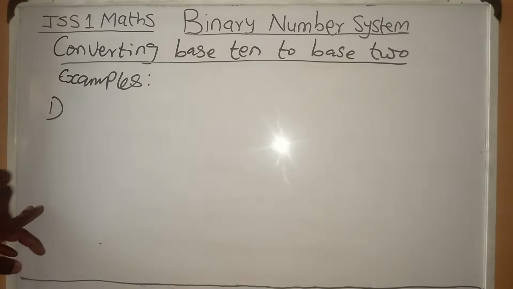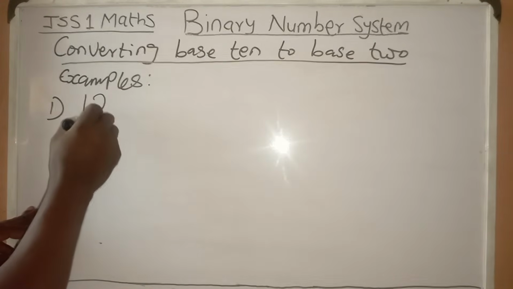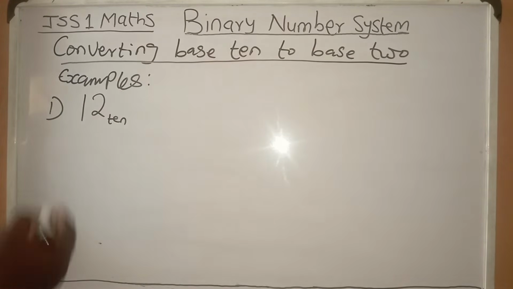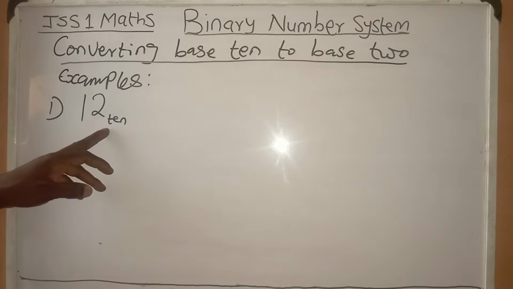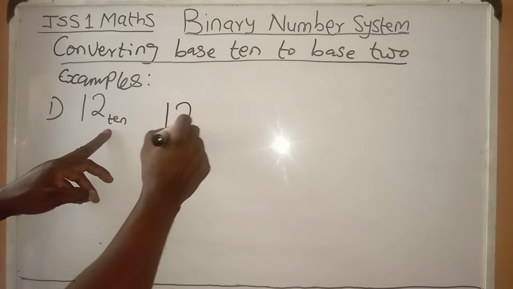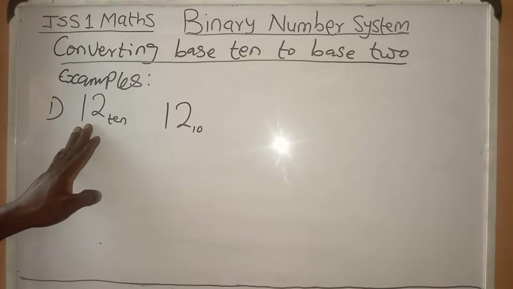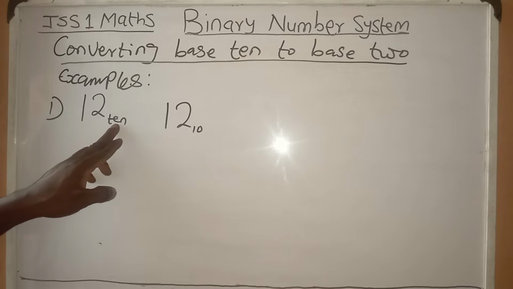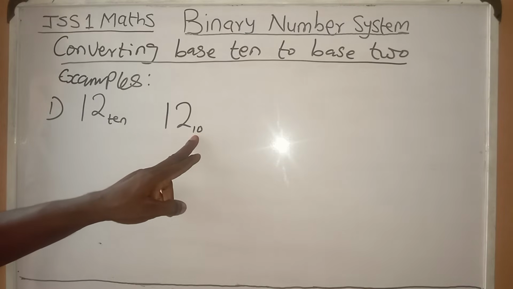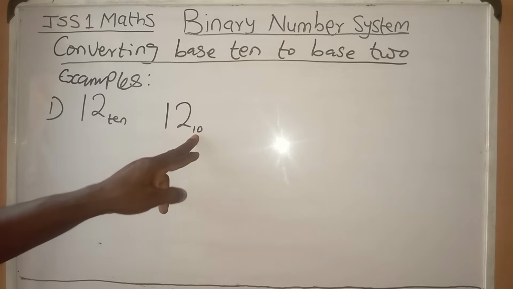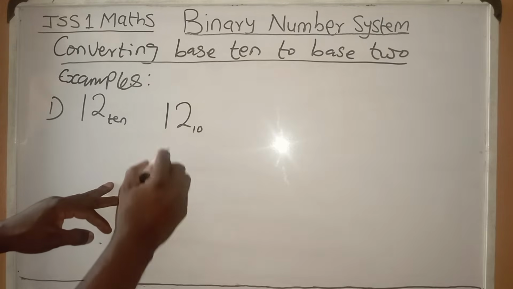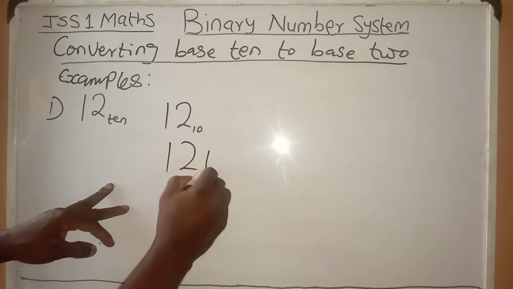Example number 1, we shall be converting 12, which is in base 10, to base 2. Look at the way I wrote the base. This is how you write the base number. In some textbooks, you see it written in this form. But I prefer my students to write it this way. You write it in words rather than in figure, because some people can be careless while trying to write 12 in base 10. You see them writing something of this nature.